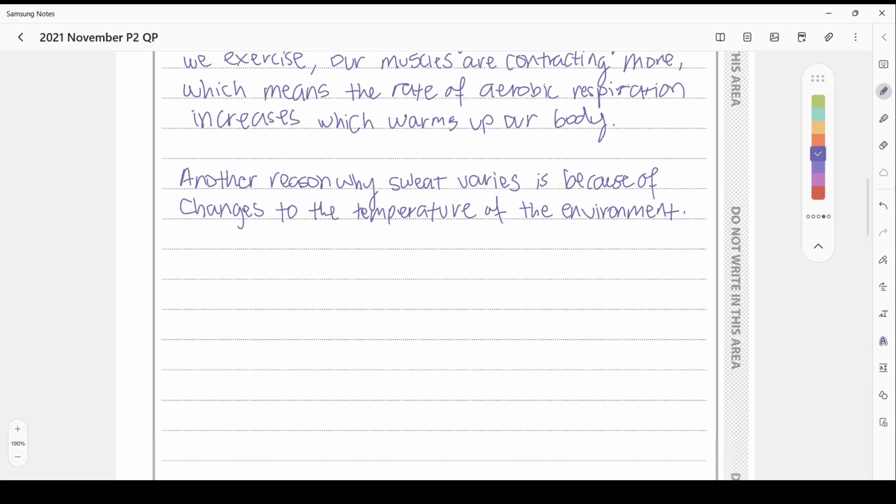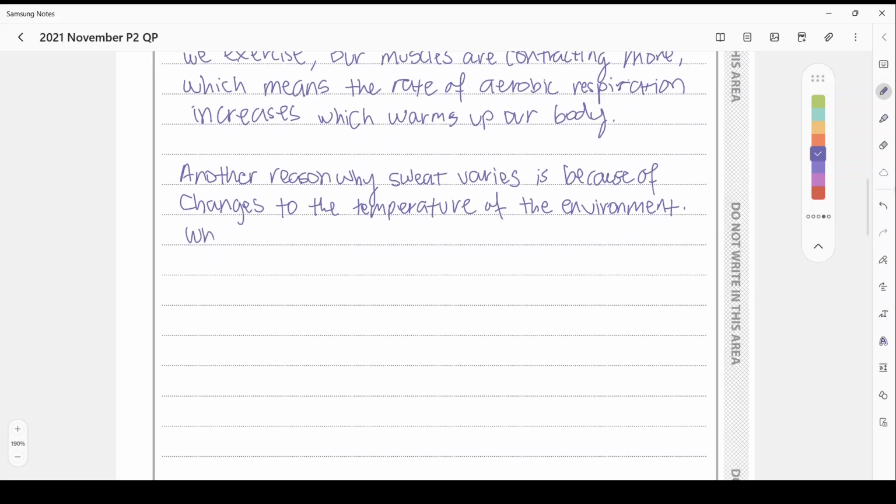So let me just scroll down. So when the environment is hotter, we would sweat more.